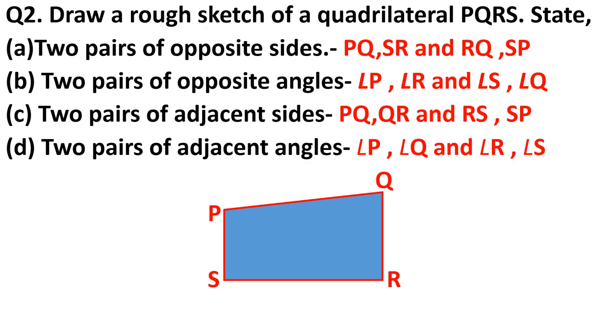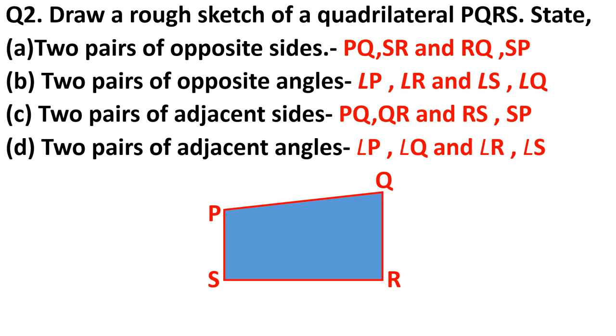Now see two pairs of opposite angles in which no arm is common. That is angle P and angle R. This is one pair of opposite angles, angle P and angle R. Another pair is angle S and angle Q. This is the second pair of opposite angles.